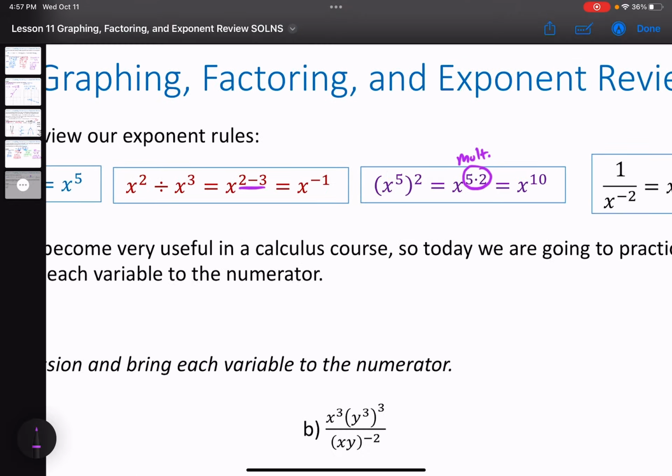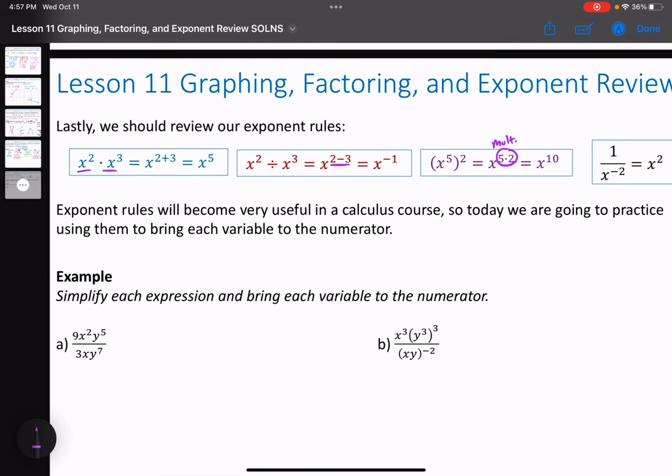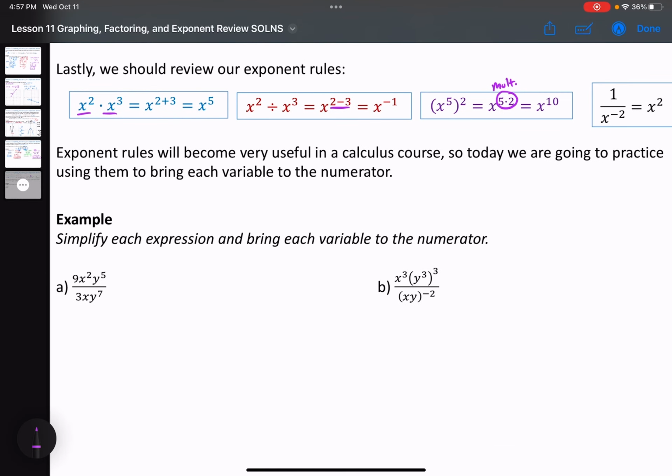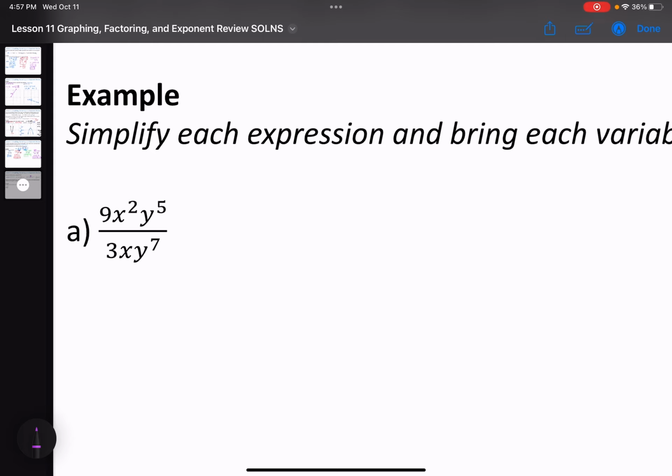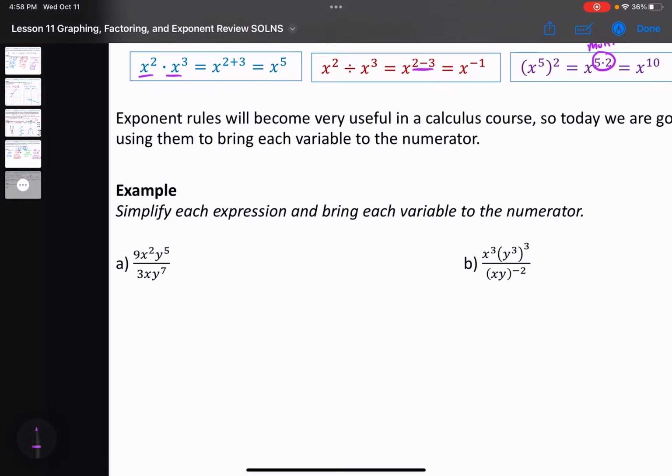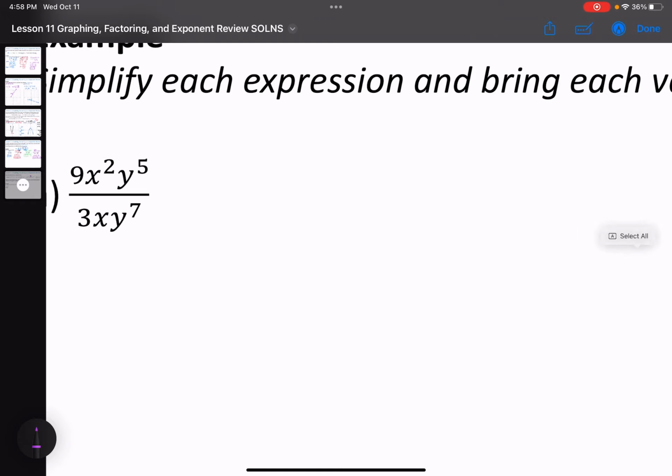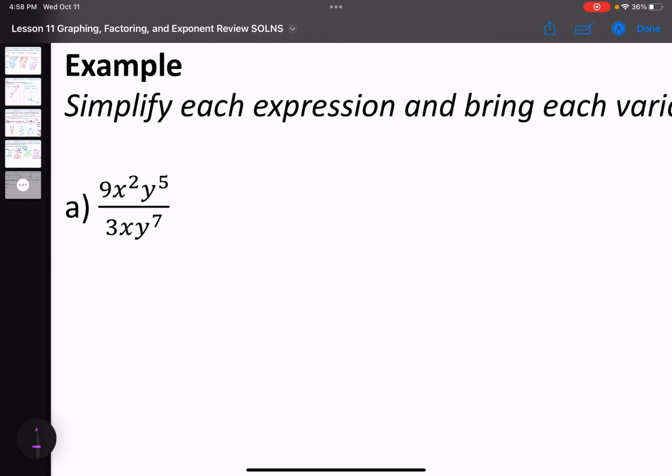Today, we're going to do just a little bit more of those exponent rules, but we're going to practice bringing every variable to the numerator, because oftentimes in a calculus class, this might be a strategy that you'll have to utilize. So we're going to simplify each of these expressions using the rules that we already know. But in this case, if you ever have a variable in the denominator, because the instructions ask you to, we're going to bring them to the numerator. We're just going to practice doing that real quickly.